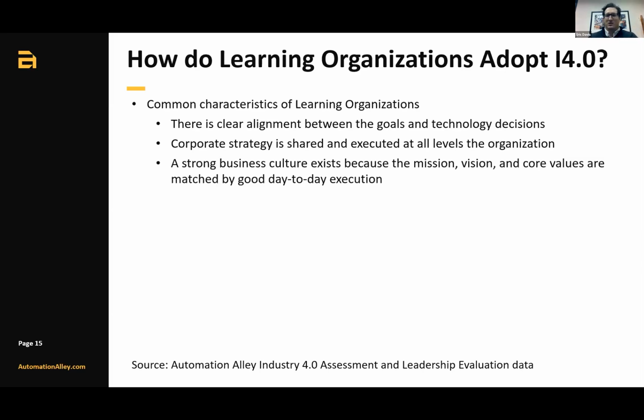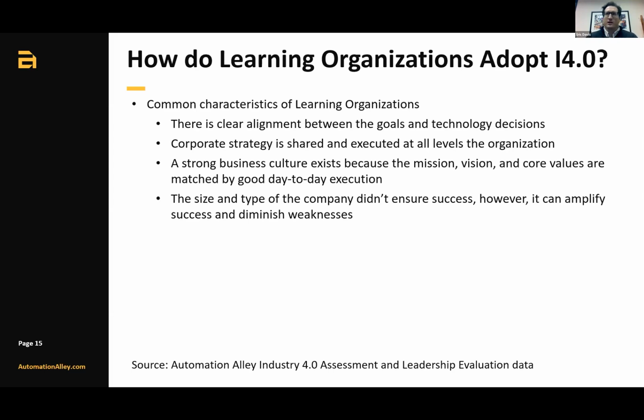Strong business culture exists because the mission, the vision, the core values are all matched by good day-to-day execution. So in iCube, we have this concept called inspiration. That's like the mission, the vision, core values, and that sets the strategy of the organization, which is the intelligence, and the intelligence guides the intensity, which is day-to-day execution. But you don't believe in the mission, vision, and core values unless there's good execution coming on. Otherwise, it's just words on the wall. So those two have to be in sync.